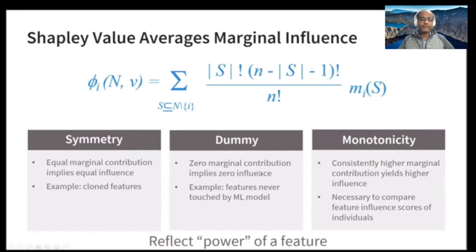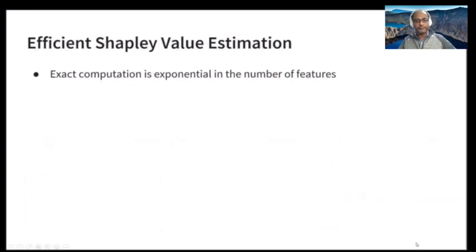Dummy says that if a feature is never touched by an ML model, that is, it consistently has zero marginal contribution, then it should have zero influence. And monotonicity says that if a feature has consistently higher marginal contribution for me than it does for Matt or Shayak, then the overall feature influence of that feature for me will be higher than that for Matt or Shayak. That lets us compare across individuals, which is extremely powerful, not just for explaining individual predictions, but also for some of the model quality assessment related to stability and fairness of models.